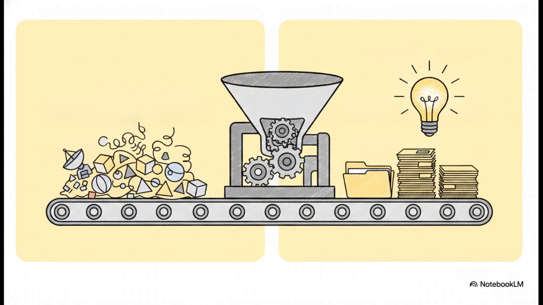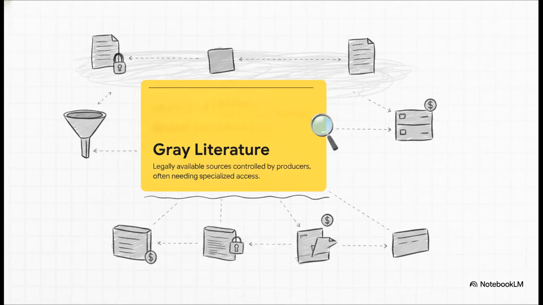Now, a massive piece of this information ecosystem exists just below the surface, in what the intelligence community calls gray literature. This is information that is legally available to the public, sure, but it doesn't just pop up on page one of a Google search. It's usually controlled by whoever produced it. That means you might need to know the exact database to search, or you might even have to pay a subscription fee or request special permission to access it.